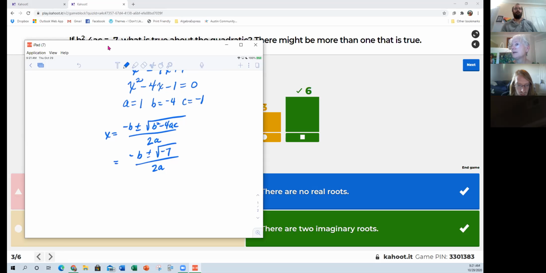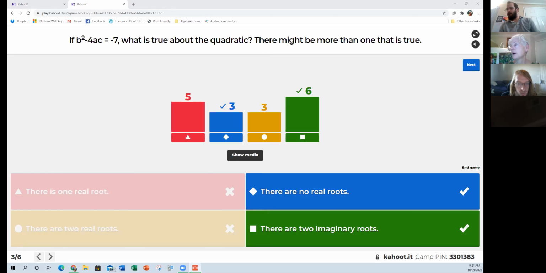And if they're imaginary, they can't be real. Those are two totally distinct. You're either real or you're imaginary or complex. So there are no real roots, which means there have to be two imaginary roots. So these two things always go together. If there are no real roots, there will be two imaginary roots. If there are two imaginary roots, there will be no real roots.